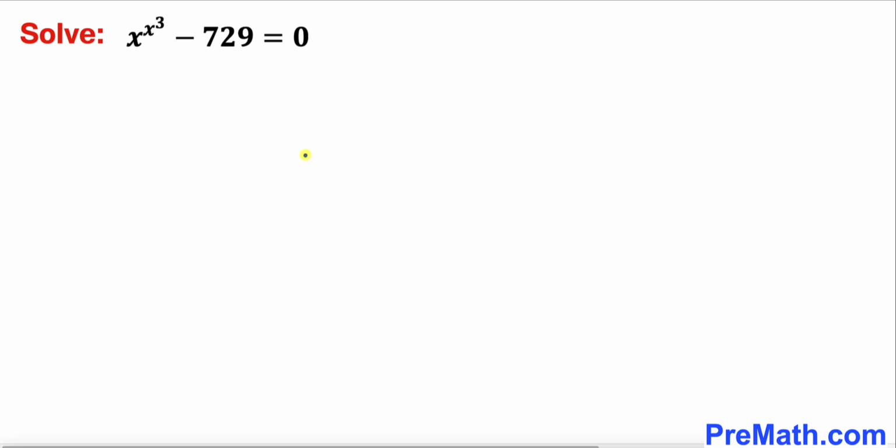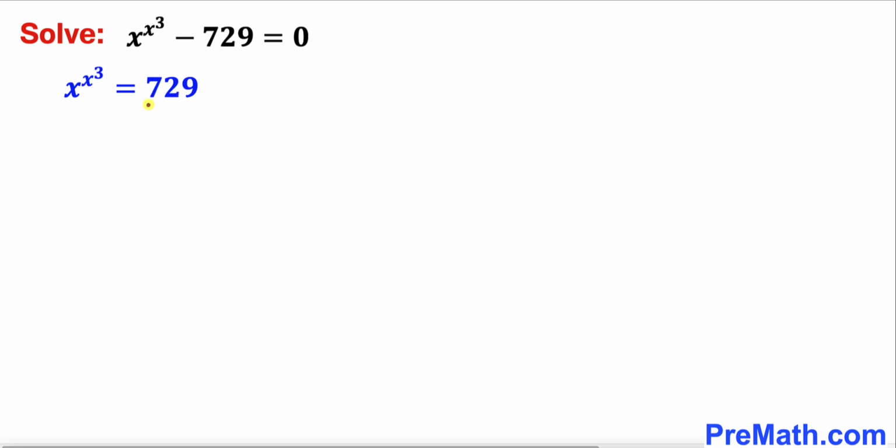So let's go ahead and get started with the solution. And here's the very first thing we are going to do. Let me go ahead and move this negative 729 to the right hand side. And here in this next step, 729 has been taken care of.